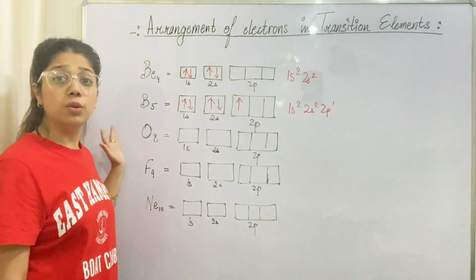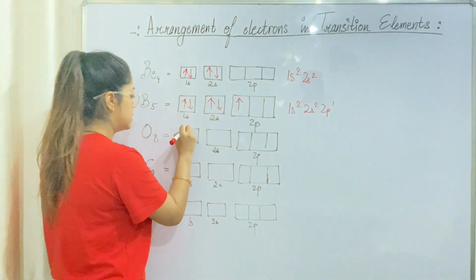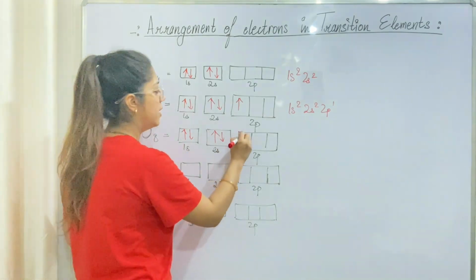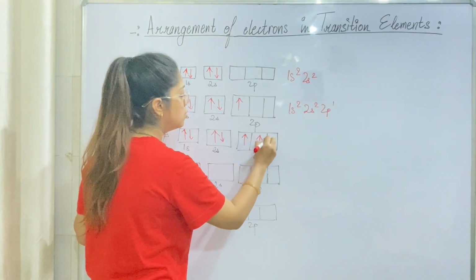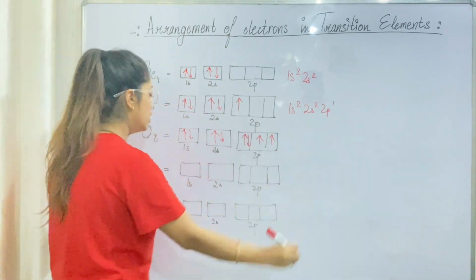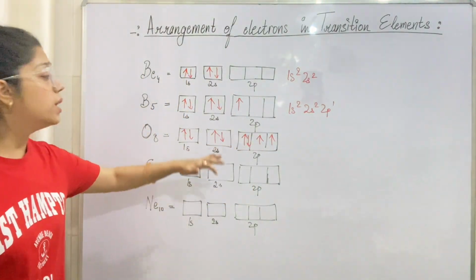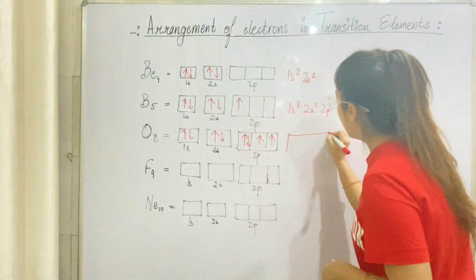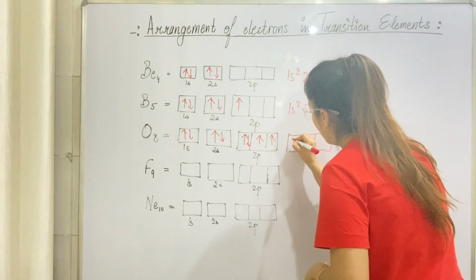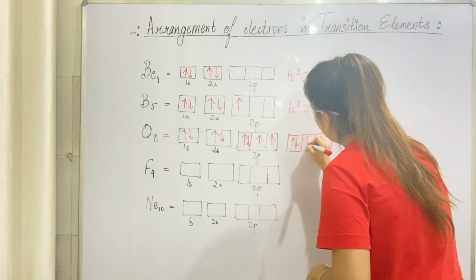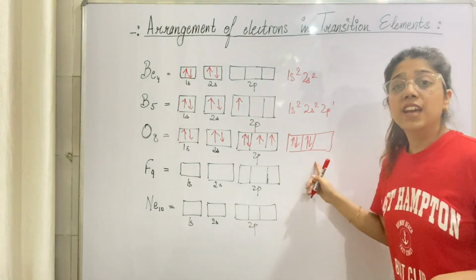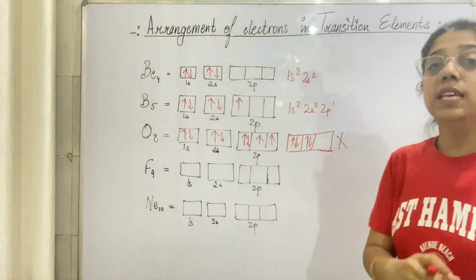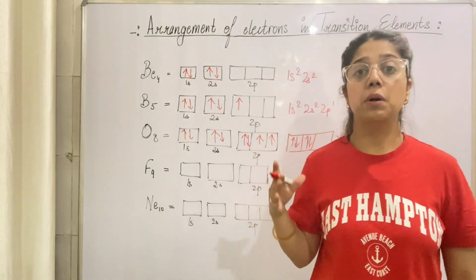Now coming to oxygen. Look at this very, very carefully. So 1s 1 and 2, 2s 1 and 2, that is 4. Now 4 are left. So 1, 2, 3 and then 4. What I am trying to tell you here is, in 2p, can we write it like this? 1, 2, 3, 4. No, we cannot. This is wrong. Why? This is because of Hund's rule of maximum multiplicity.